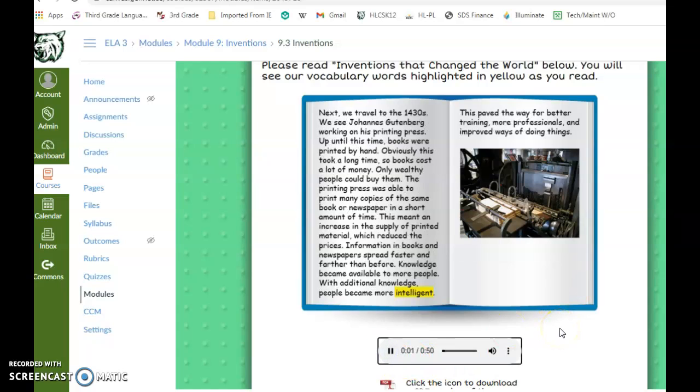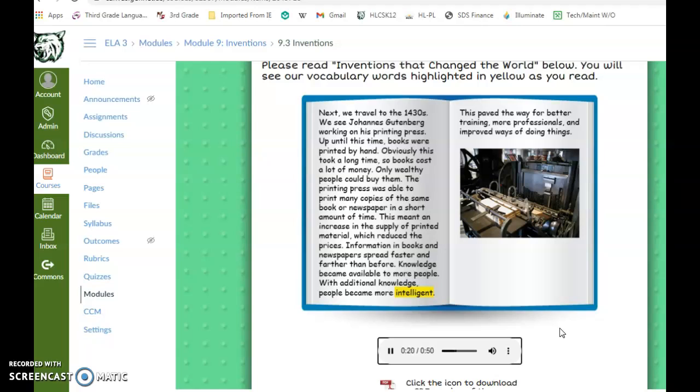Next, we travel to the 1430s. We see Johannes Gutenberg working on his printing press. Up until this time, books were printed by hand. Obviously, this took a long time, so books cost a lot of money. Only wealthy people could buy them.